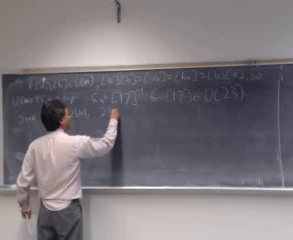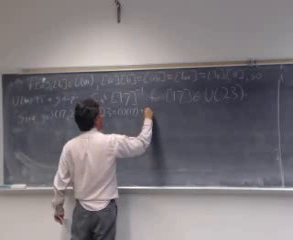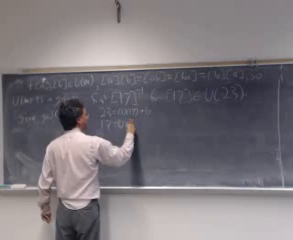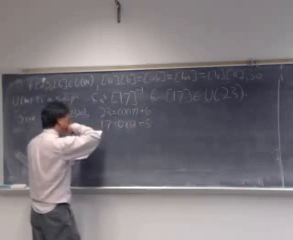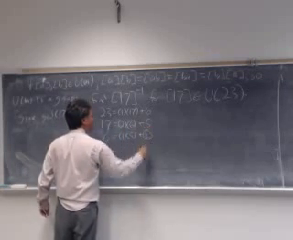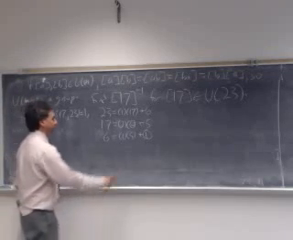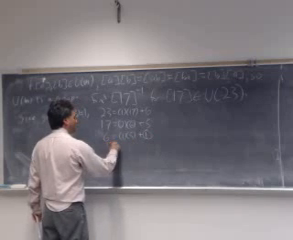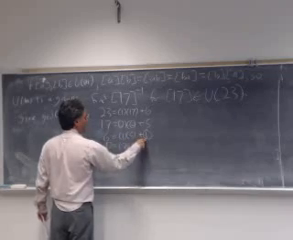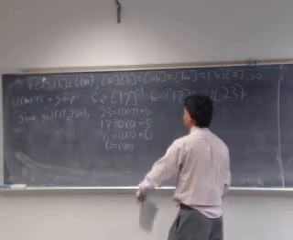17 goes into 23 once, with a remainder of 6. 6 goes into 17 twice with a remainder of 5. And 5 goes into 6 once with a remainder of 1. So there's our GCD. Why is that? Because we can't get any lower than that. 5 equals 5 times 1, so you stop here. Now let's try to get this back in terms of 1.